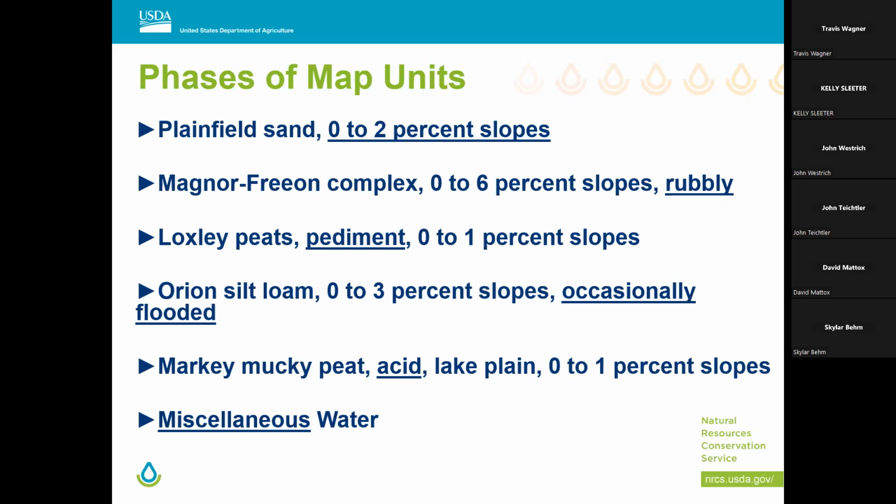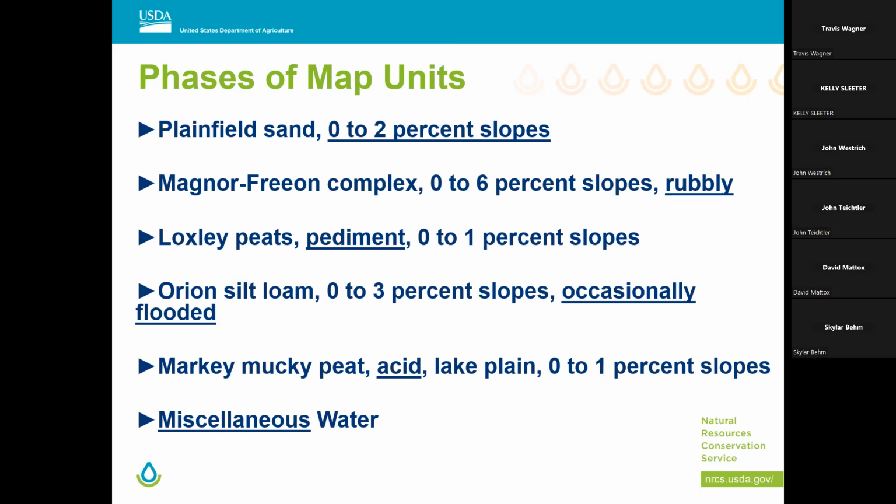Phases. This is where I was going back to, we talked about phases of components. Now we're going to talk about phasing of map units. So Plainfield sand, 0 to 2% slope. The slope is actually a phase, because Plainfield sand could be 2 to 6, could be 6 to 15, 6 to 12, 15 to 25. It could be 12 to 20, 20 to 30. There's all these variations, and also variations within that surface about what that component actually is.